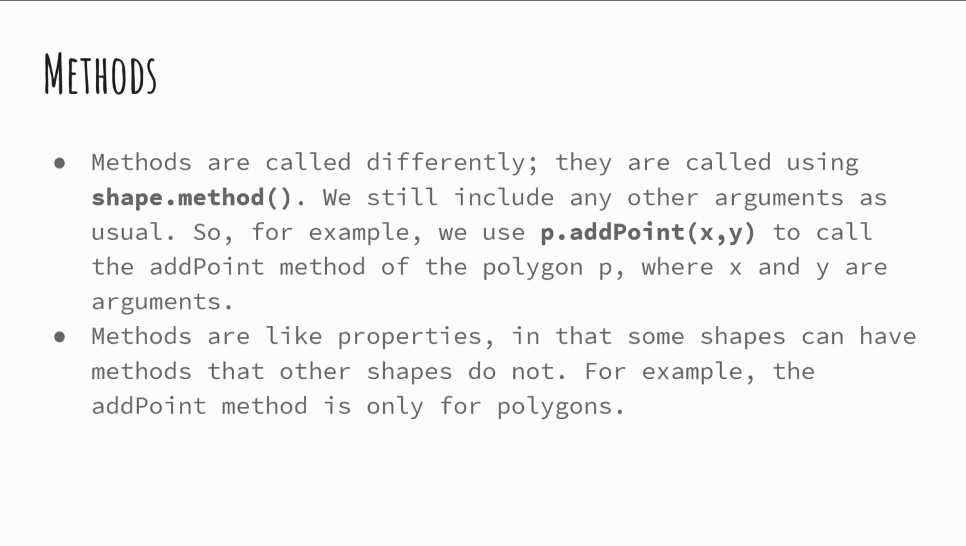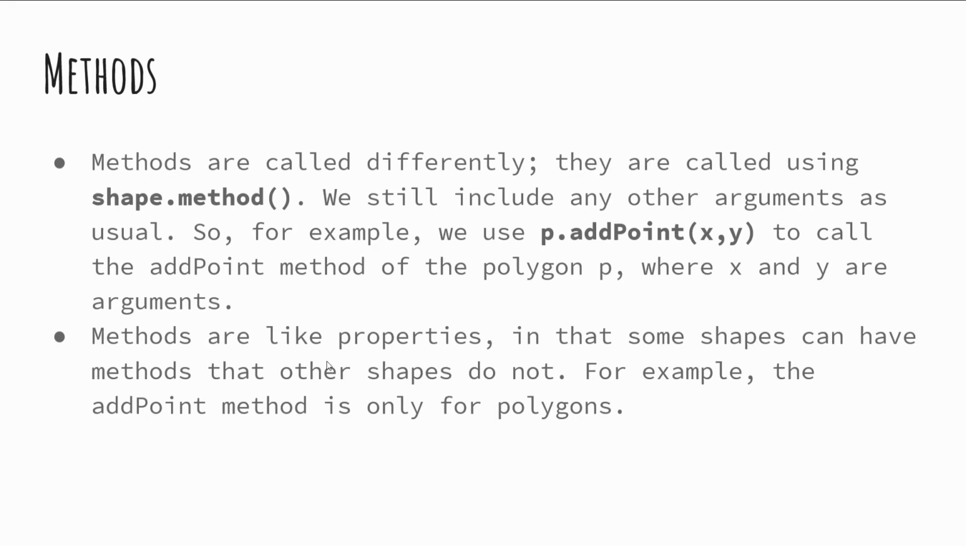So it's doing the same thing. We're still using the function name add point. We're still specifying parameters in the parentheses, but instead of calling it independently, we're going to call it attached to an object with a dot. Okay, so methods are like properties in that some shapes will have certain ones that other ones do not have, right? Methods are object specific, right? And there might be some overlap where a bunch of different objects share a method, but they are not things that you can use all the time, okay?